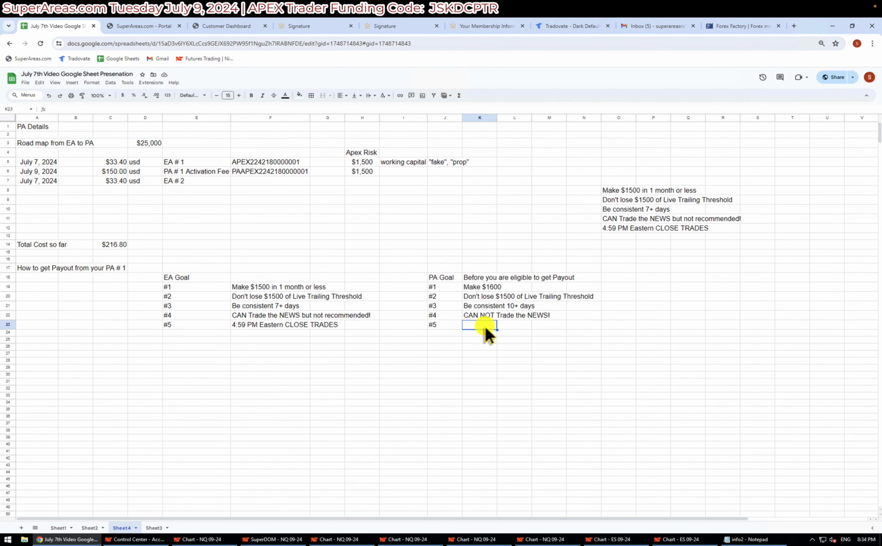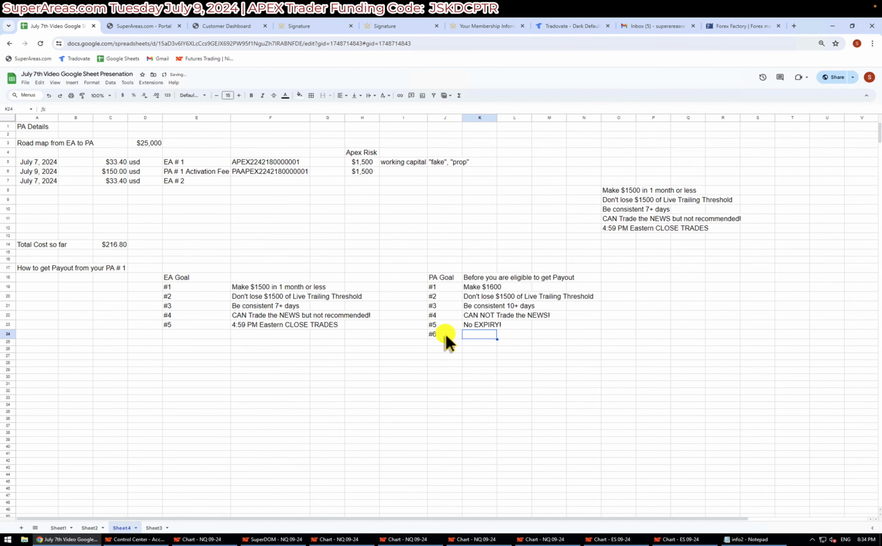Number 5, let me write one thing is no expiry. No expiry means you don't have a monthly fee, so you don't have to get a stress when the 10 days are. So be consistent in 10 days and you can get, let me write the next payouts happening 1st to 5th and then 15th to 20th. So these are the dates where they will get you eligible for payout.